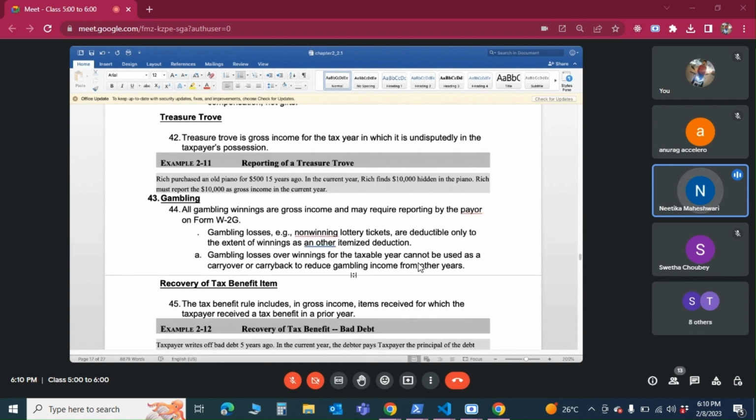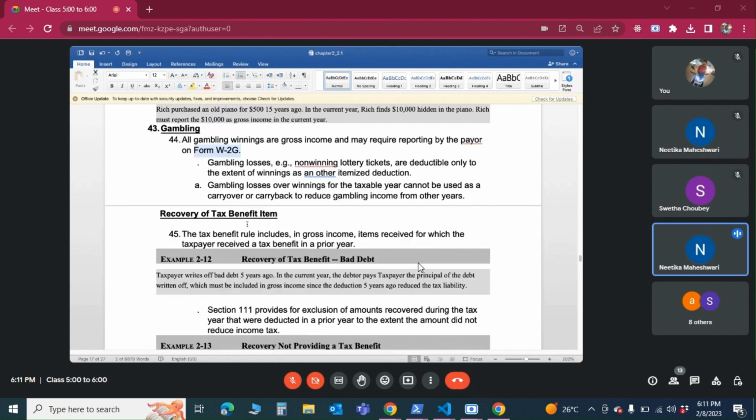Tanya, is it W2G or something? There is a document that is given for gambling winnings. It's called W2G, I think. The moment you see the document, you need to understand that okay, this is from the winnings. Oh, sorry, I didn't even see that. Yeah, okay.